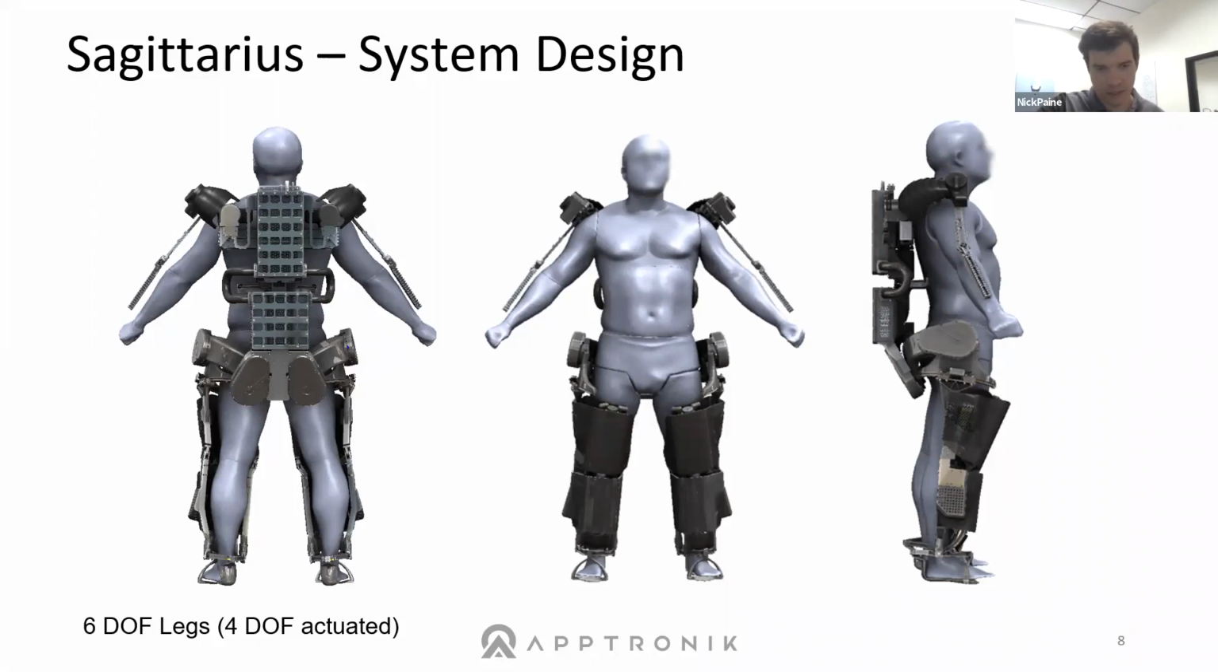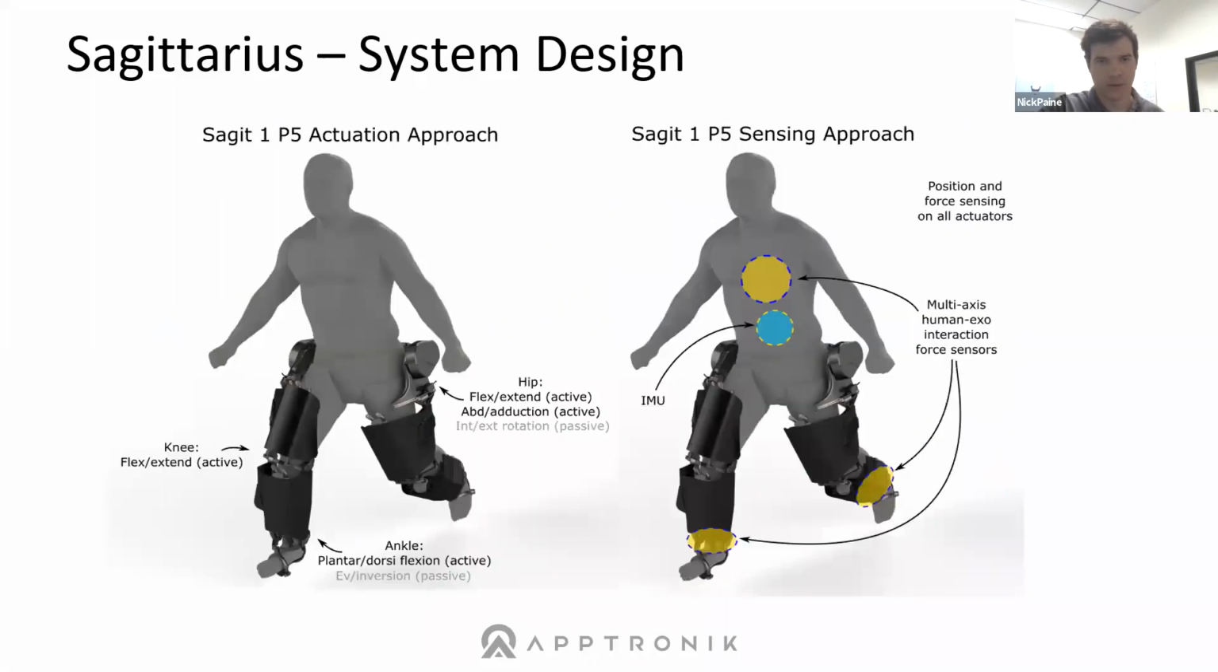In this case, the abduction and flexion extension at the hip are both powered, and then there's a passive internal external rotation at the hip. The flexion extension knee and flexion extension ankle are both powered, and then there's a passive roll degree of freedom in the ankle. You can see those degrees of freedom here listed on the left side of this picture.